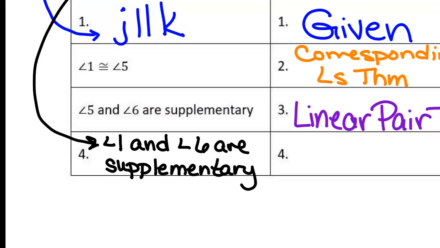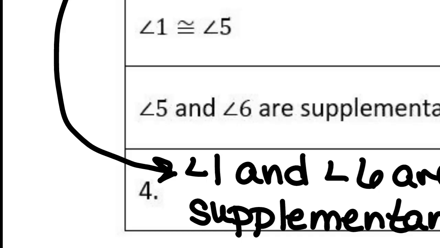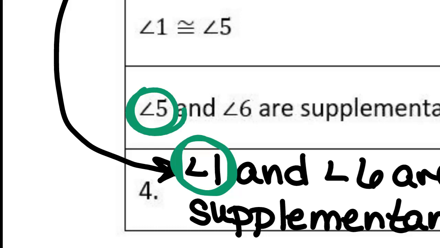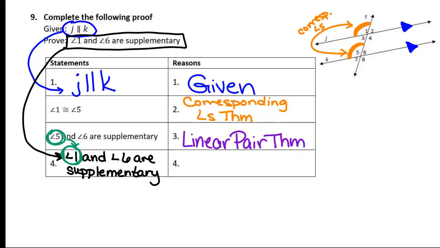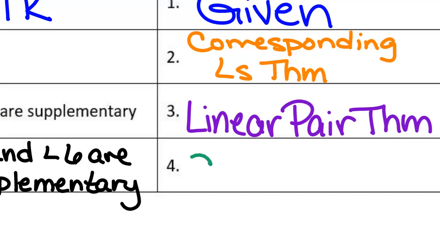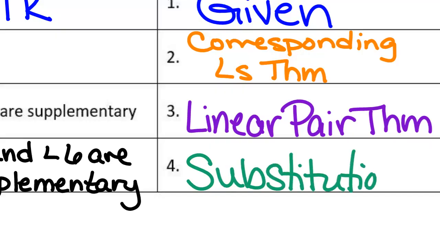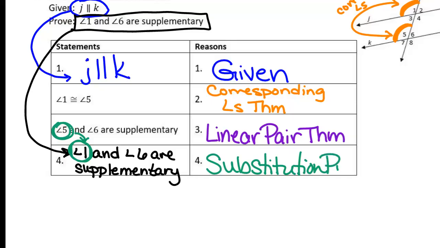What's the difference between statement 3 and statement 4? What did it used to be? 5. So angle 1 replaced angle 5. Why would I be allowed to replace like that? Substitution. There's my substitution property.